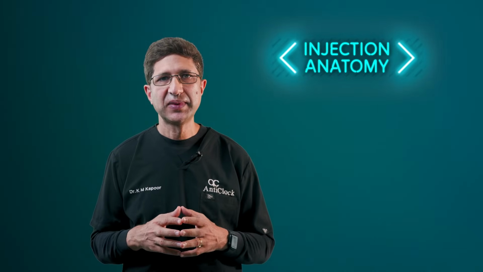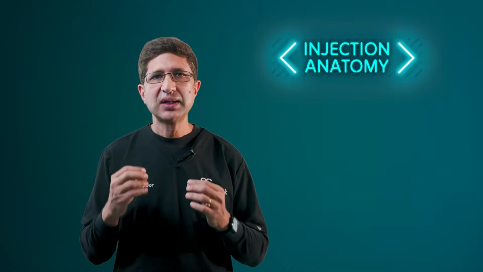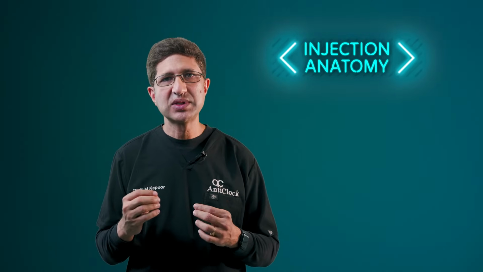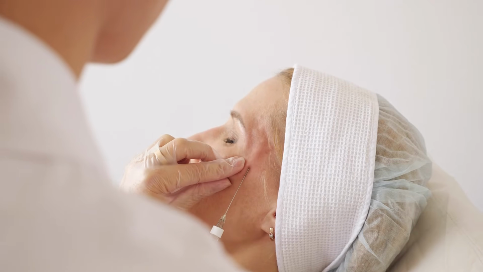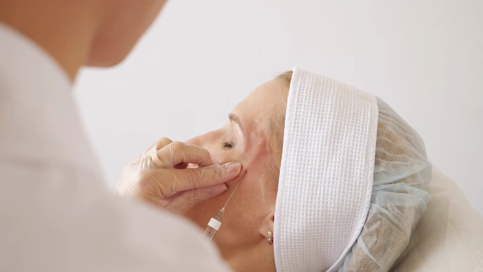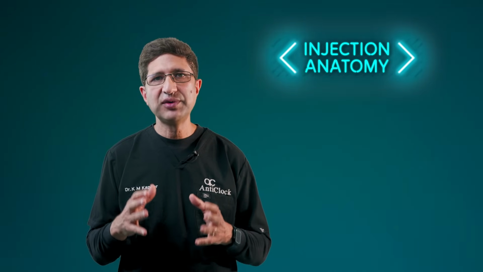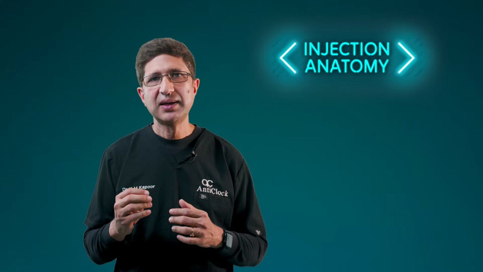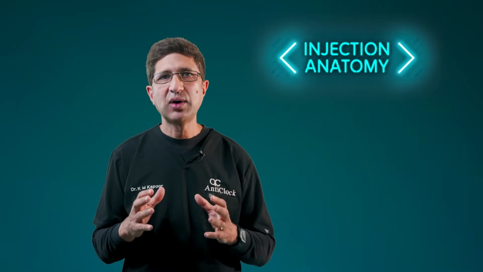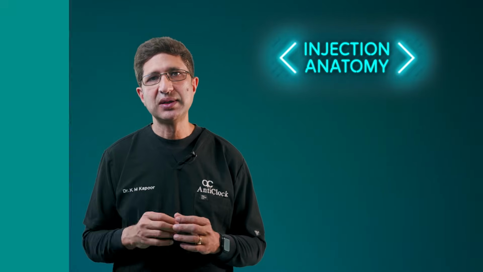For example, while a surgeon might directly see and move the superficial temporal artery during a procedure, an injector has to know its exact location and avoid it when injecting into the temporal area. In short, surgical anatomy gives a clearer direct view, while injection anatomy demands careful planning, depth perception, and a solid understanding of how anatomical structures are positioned in relation to each other.